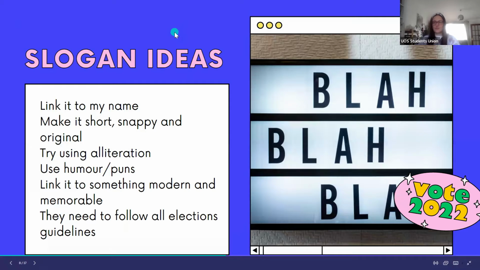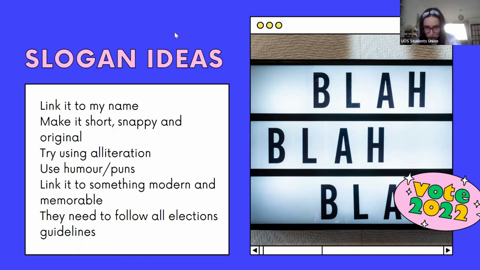And then some ideas for a slogan. You've probably seen that a lot of campaigns, student union ones and in general, have a slogan. This is a short, snappy and original phrase that goes with the poster or the social media post, something that people remember or associate this candidate with. You don't have to have a slogan. This is not a must. However, it adds fun to your campaign, and if you can think of a good one, you should definitely go for it.